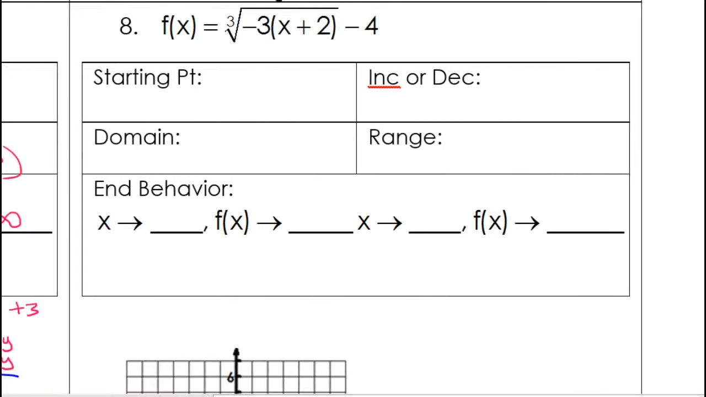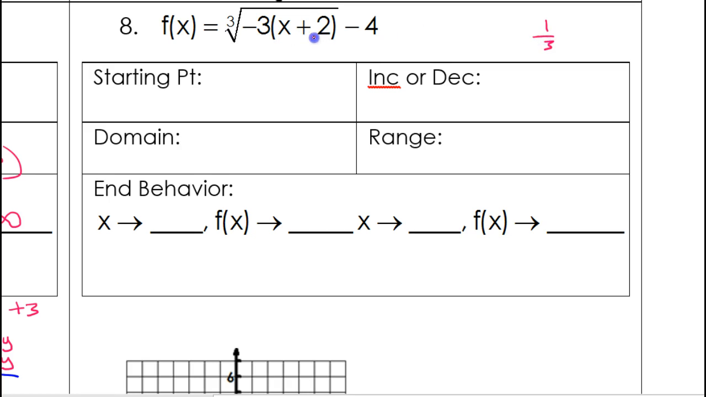All right, one more. Problem number 8. This one has a b value. Now, a negative sign here on the b value is a reflection over the y-axis. So keep that in mind. The b value controls horizontal stretches and compressions as well, looking at the 3. But think reciprocal, think 1/3. So this will actually be a horizontal compression by 1/3.